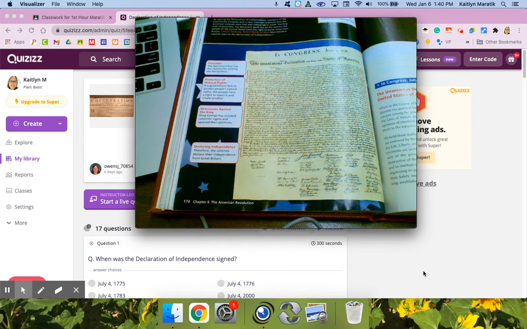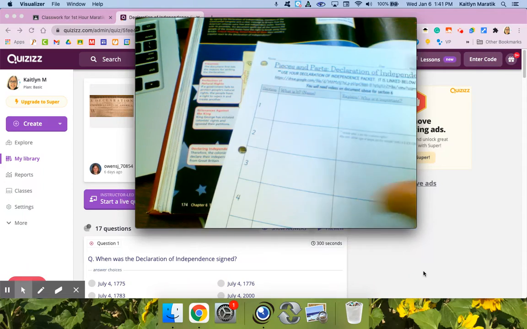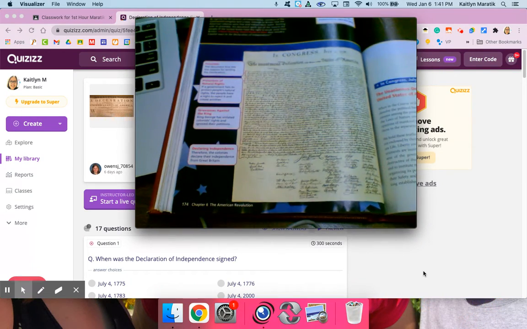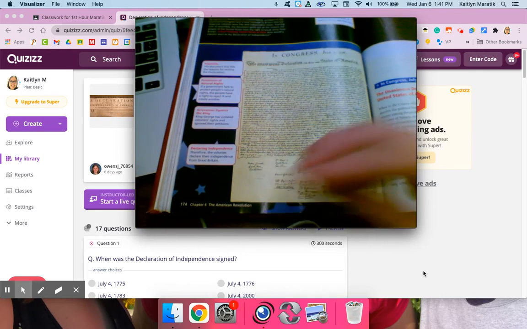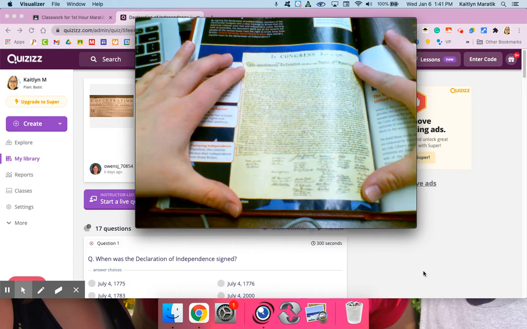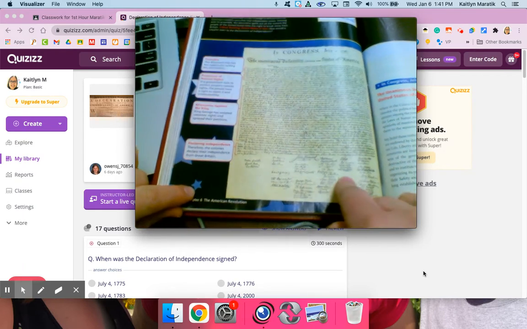So what we're going to be doing is looking at this. We've already dug into the Declaration a little bit, like what are the parts and the pieces and why are those parts important. We're going to dig into what the actual wording says. So in our textbook, here is what the Declaration of Independence actually looks like. Here is where we see the signatures.